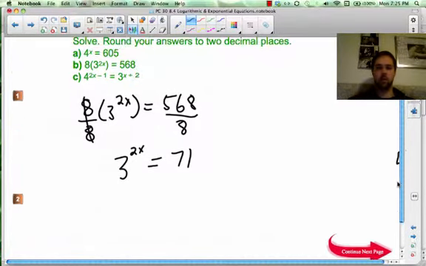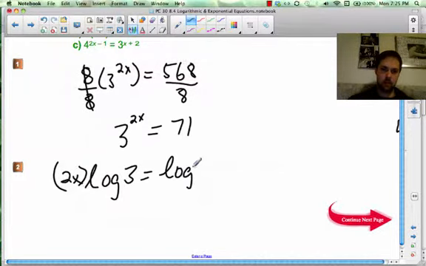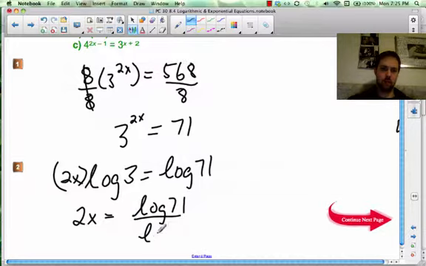Now again, we want to get that x down from the exponent. So we can take the log of both sides, and then that 2x becomes a multiplicative coefficient, and we have something that looks like this. So 2x equals log 71 divided by log 3.